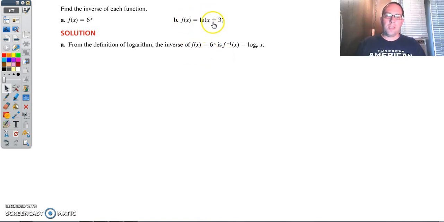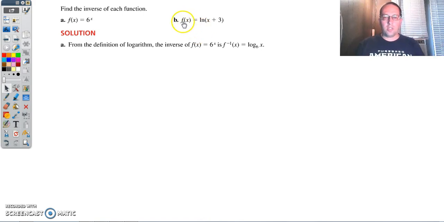Now B is, again, a little bit more complicated, not so much because it's got ln there, because remember, that's just log of the natural base, so log base e. What makes this a little more complicated is that we have x plus 3 as our argument. But we're going to write this just the way we did other inverses for polynomial functions, exponential functions, and radical functions. All right.